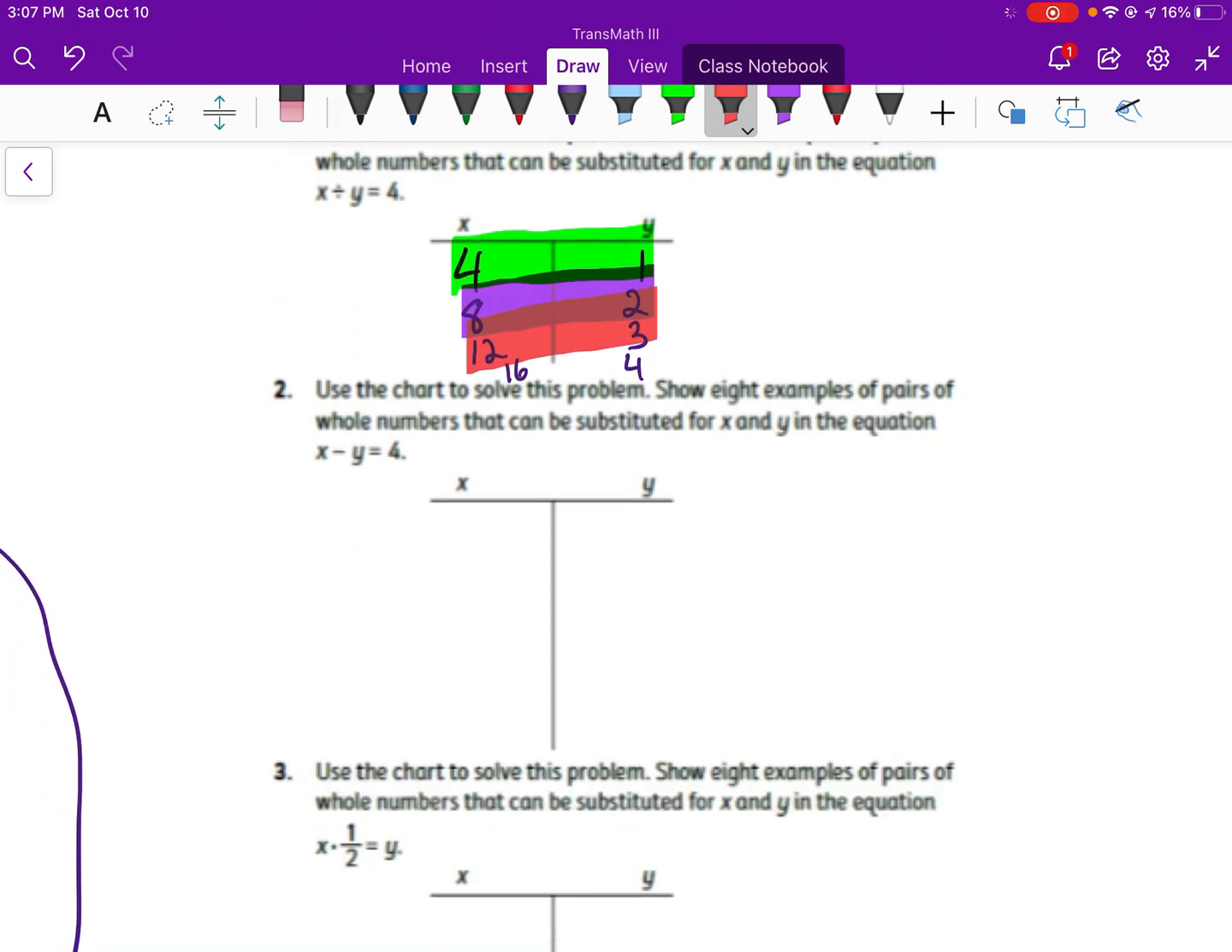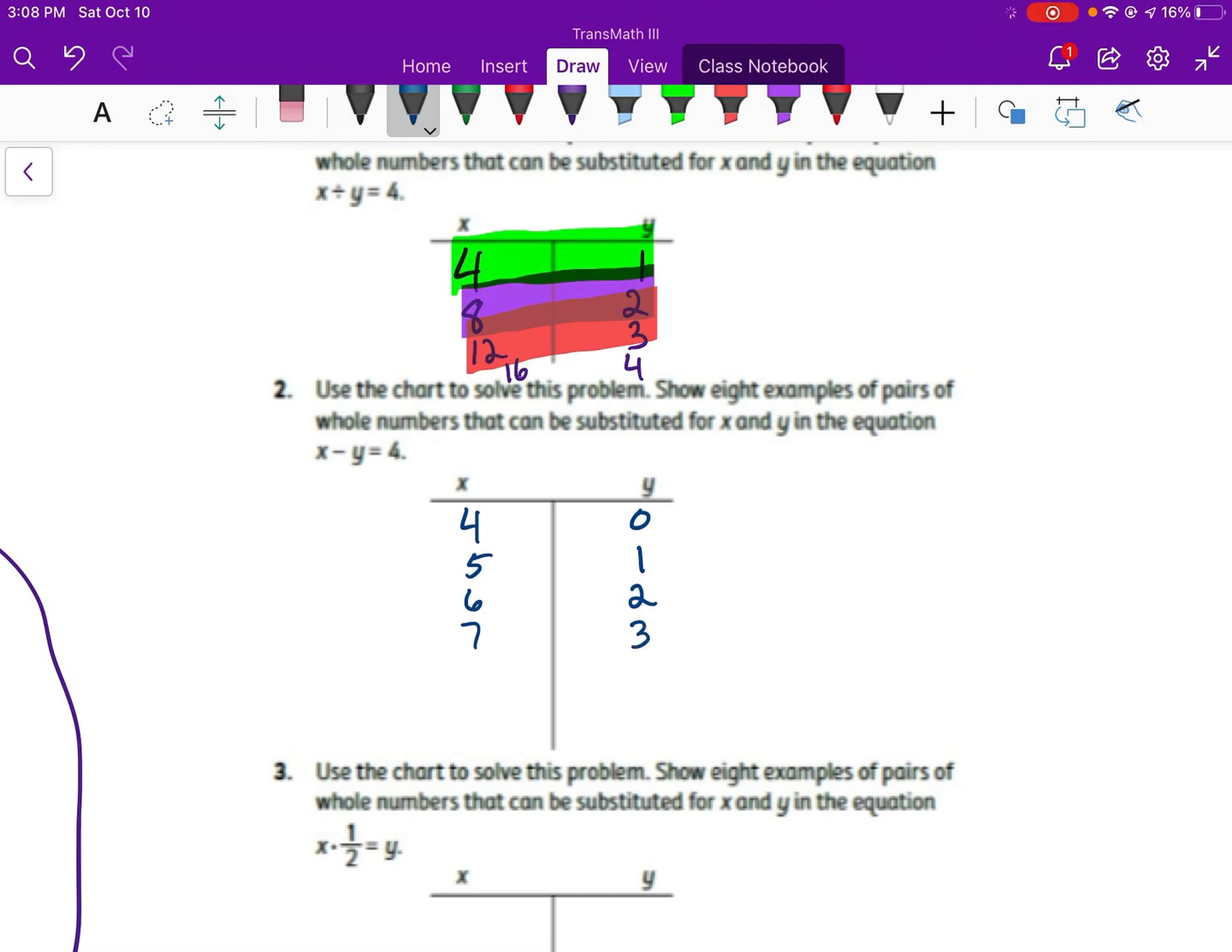Okay, so now the next one, still using our whole numbers. So show 8 examples of pairs. Okay, so x minus y equals 4. So if I started with 4, 4 minus 0 is 4. Okay, and then let's just keep moving up. Let's go with 5. 5 minus 1 is 4. Okay, 6 minus 2 is 4. 7 minus 3. Now you're going to notice a pattern, okay?